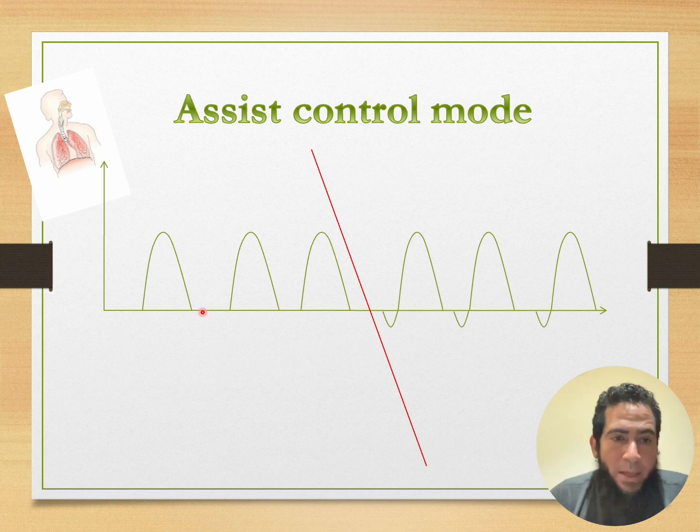So if your patient is not interacting at all, paralyzed with muscle relaxant, he will be given the minimum breathing rate per minute. For example, if you set him on 12 breaths per minute, every 5 seconds he would be given a mandatory one. And if he is actively triggering, every single trigger trial will be converted to a fully assisted breath.